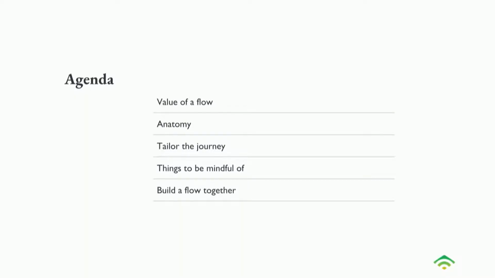So what we're going to do is go through the different pieces and parts of Klaviyo. First, we're going to talk a little bit about the value of a flow and why they're important, and why you should be using them for your business. Second, we're going to walk through the anatomy: what are the building blocks of a flow, the different pieces and parts from a fundamental standpoint. Then we're going to get into how to tailor the journey that someone goes through within the flow, so how can we personalize that experience for your customers? We're also going to talk about a few things to be mindful of within the flow builder. And then we'll get into building out some flows towards the end of this session, and some questions that any of you guys may have as well.